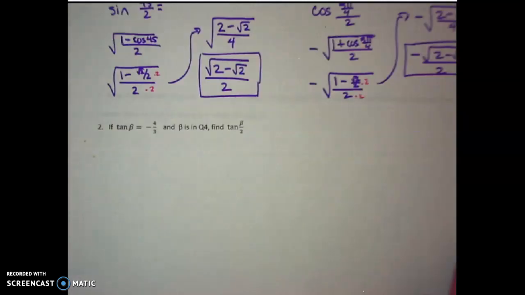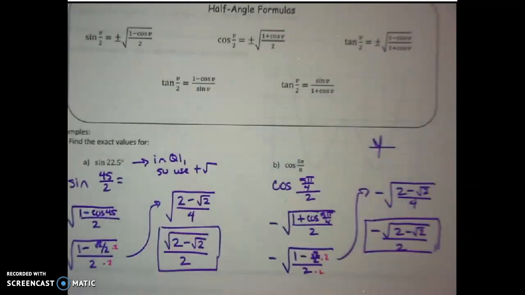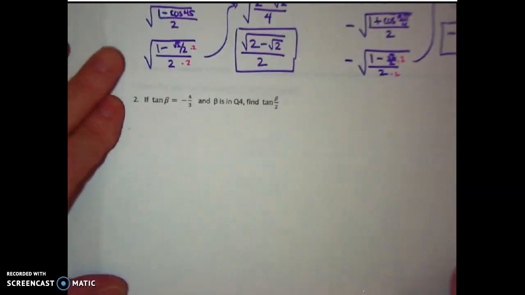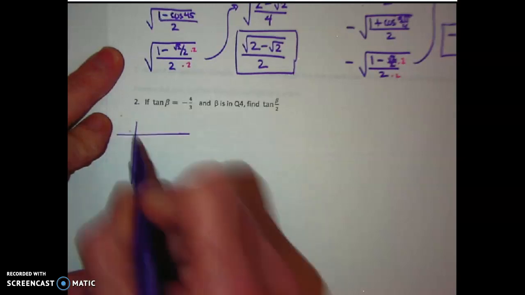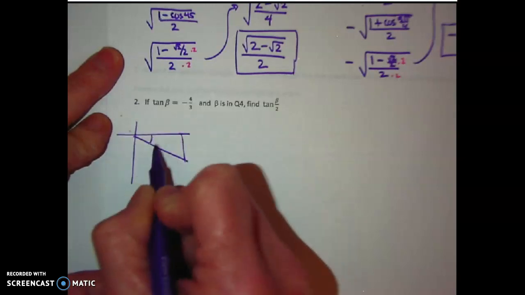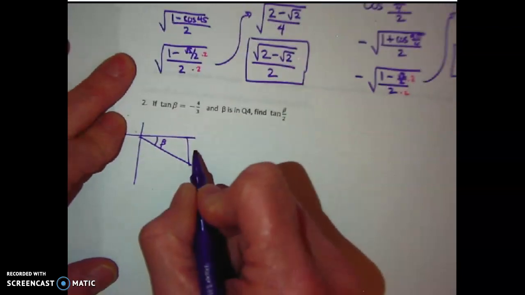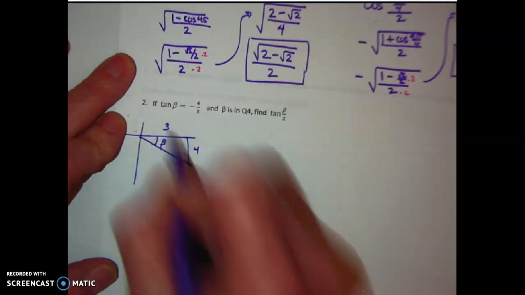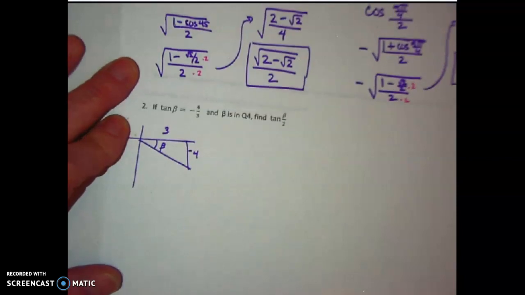Now, if the tangent of beta is negative 4/3 and beta is in quadrant 4, find the tangent of beta divided by 2. Well, any of these half-angle formulas involve the sine and the cosine, so I'm going to have to draw a triangle anyway. I'm going to start off by drawing my triangle in the fourth quadrant. So if this is my beta, tangent is opposite over adjacent. So opposite is the 4 over 3, and if this is in the fourth quadrant, that 4 is the one that's going to be negative.